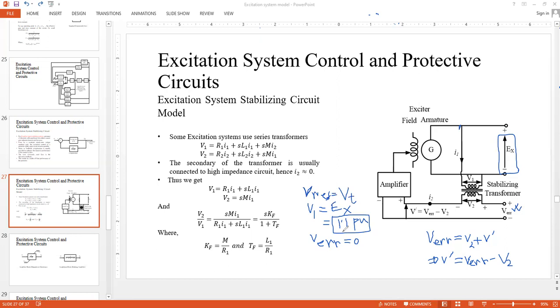Let's say the V2 is similar as sir, V2 0, sir.